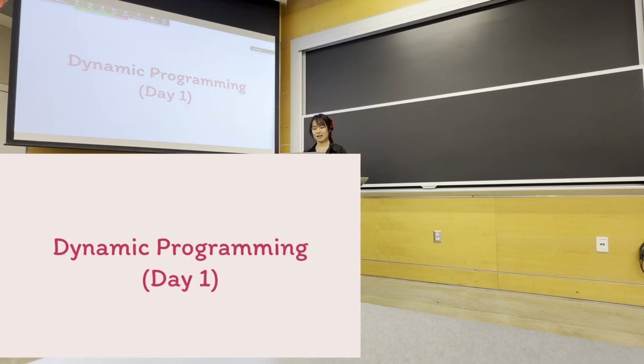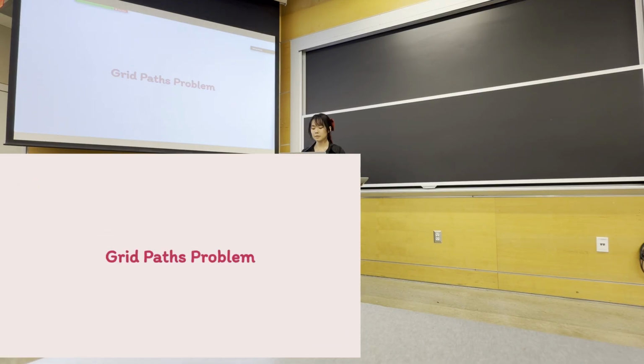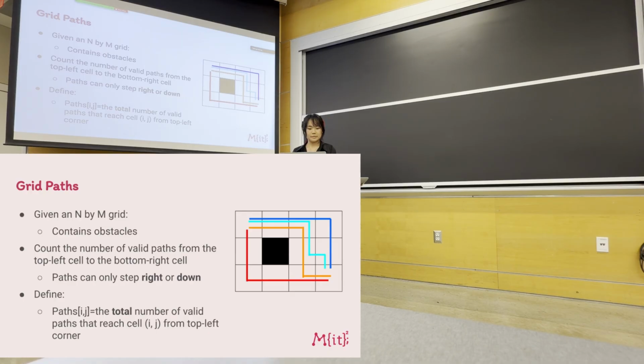Okay. So today we're going to be talking about dynamic programming, so our DP day one. Today we're going to be talking about grid paths, the coin change problem, modular arithmetic, tree DP, and also interval DP. So we'll start with a grid paths problem before we talk about what DP is.